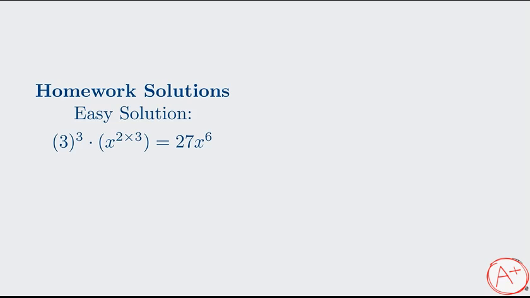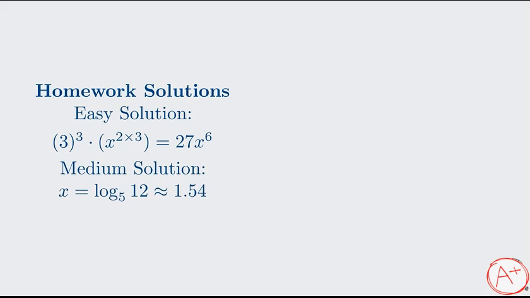Homework solutions. Let's look at the solutions. For the easy question, we apply the power to both 3 and x squared. 3 to the power of 3 times x to the power of 2 times 3 equals 27x to the power of 6. For the medium question, convert to logarithmic form. X equals log base 5 of 12. Using a calculator, this is approximately 1.54.